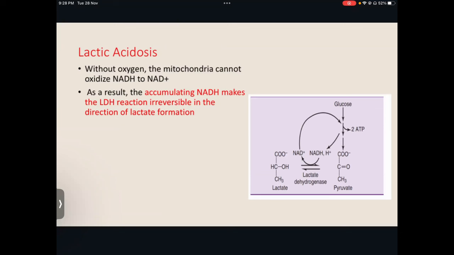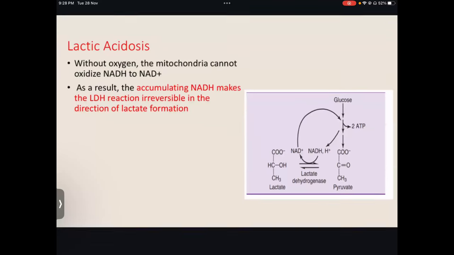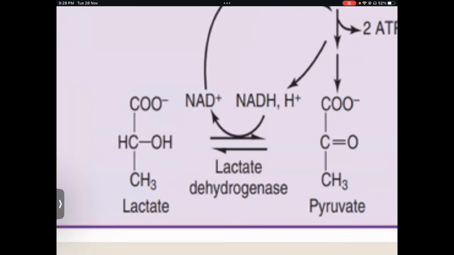However, in lactic acidosis, when it's happening too much, when the mitochondria cannot oxidize NADH to NAD plus with a lack of oxygen, this will also lead to an accumulation of NADH, making the lactate dehydrogenase reaction irreversible in the direction of lactate formation. So what this means is that when you have low oxygen, the mitochondria cannot regenerate NAD plus from NADH, and so NADH will start accumulating. This accumulation of NADH will make this reaction from pyruvate to lactate irreversible.